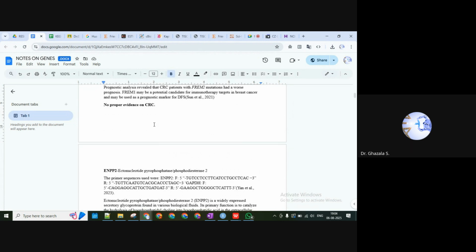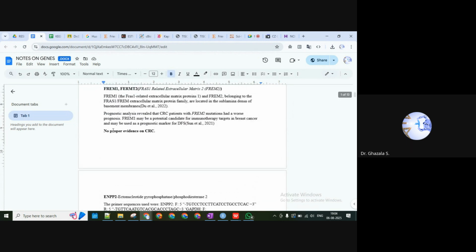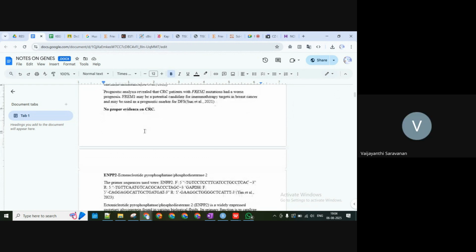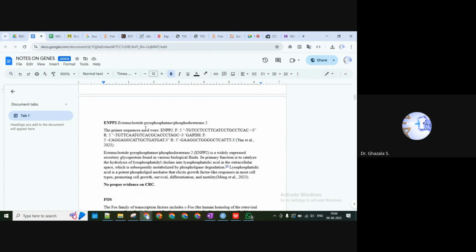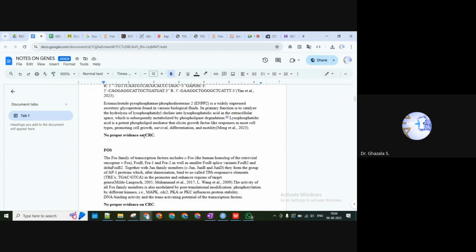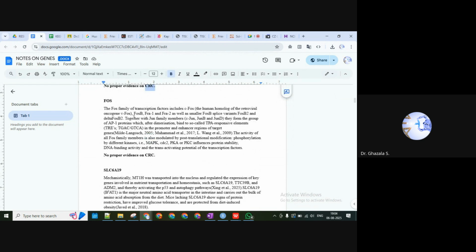Okay, so this is a part of literature survey, right? Or any specific database you have searched? No, it is completely literature survey. Okay. So the genes for which no evidence is found, we can mention them as novel biomarkers or novel genes specific to colorectal cancer.